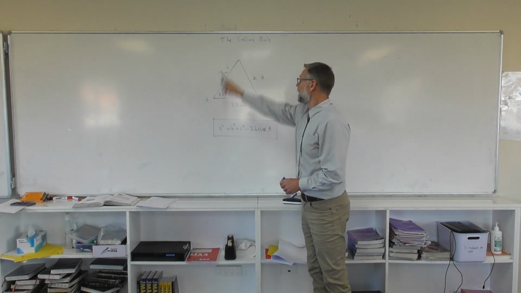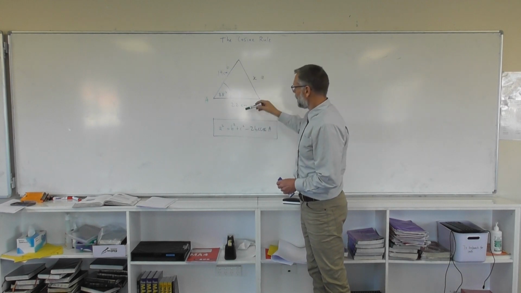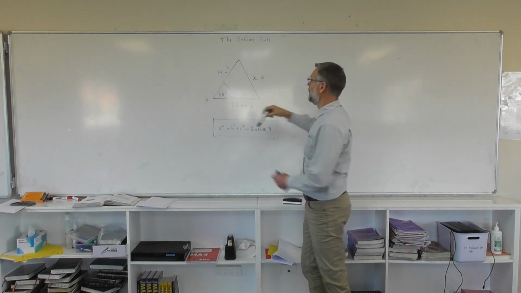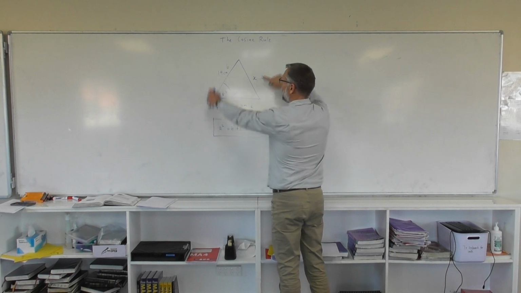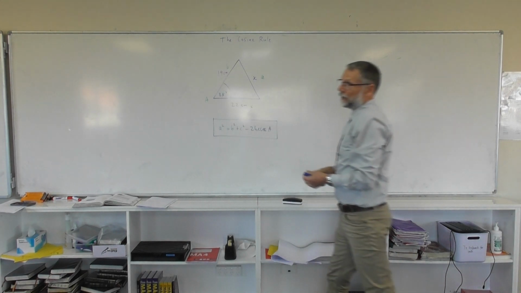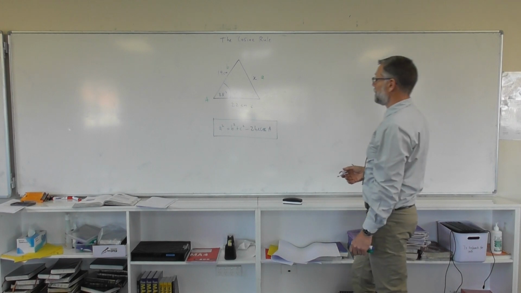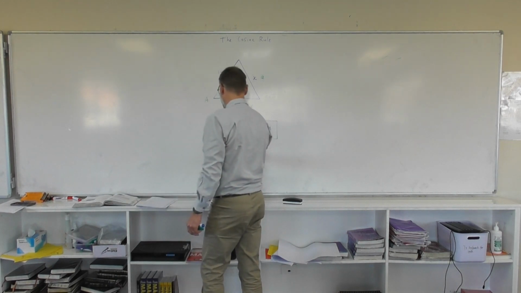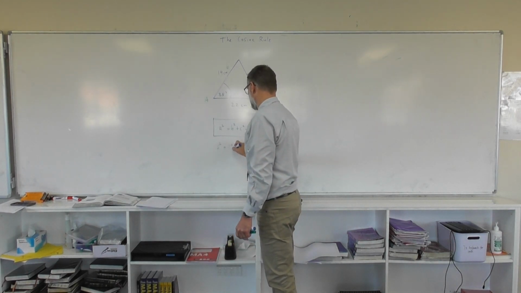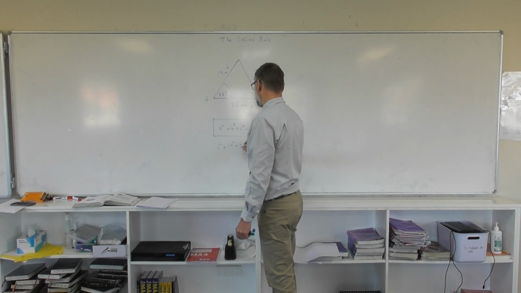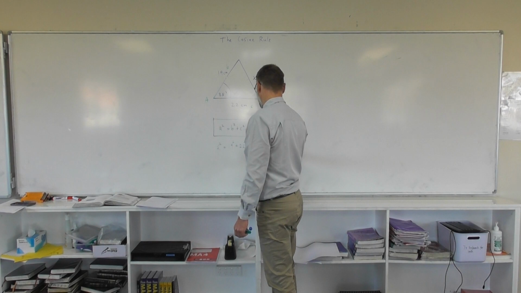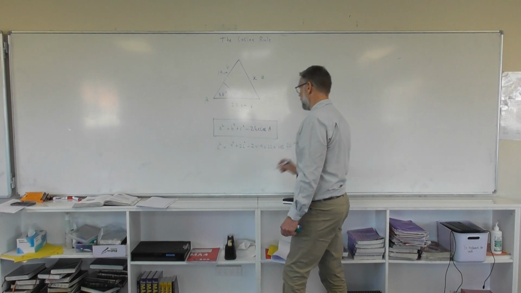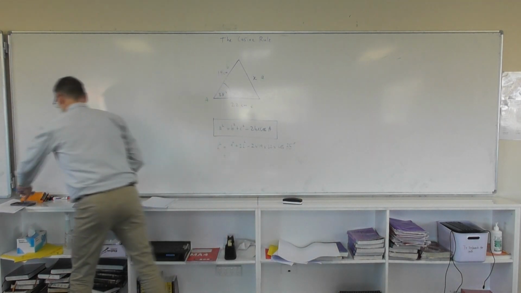I've labelled those. It doesn't matter which way around b and c goes. It's the other two that are important. From there, it's just a matter of substituting in. So I've written the rule out, here it is here. So a squared is equal to 19 squared plus 22 squared minus 2 times 19 times 22 times the cosine of 35 degrees. We can put all of that on the calculator.